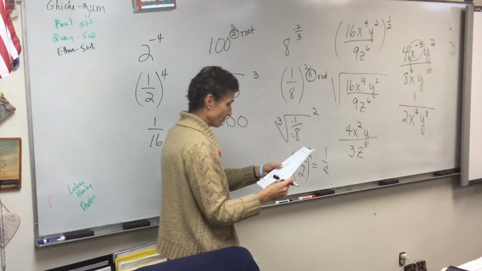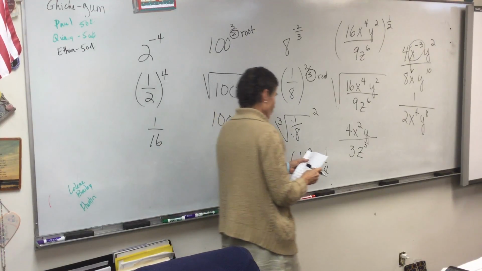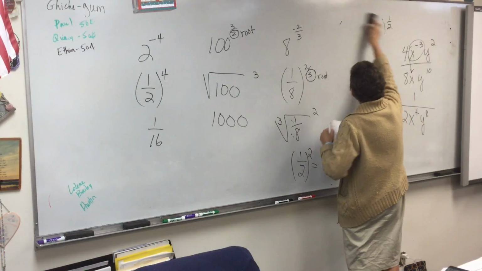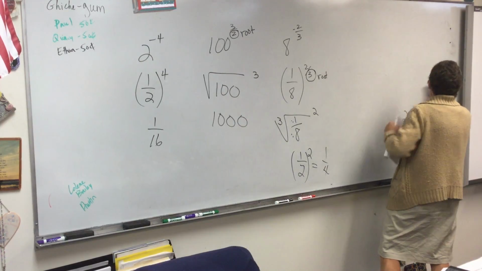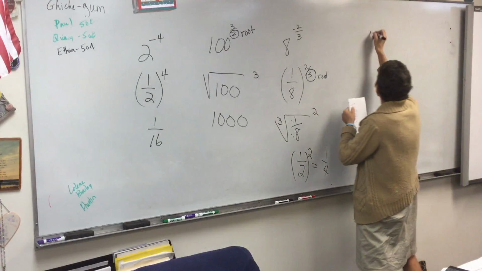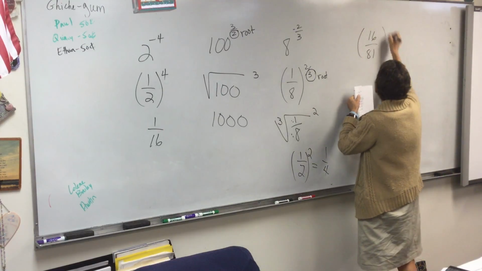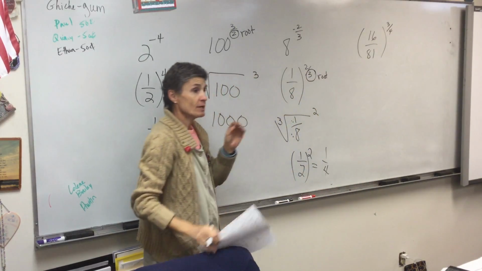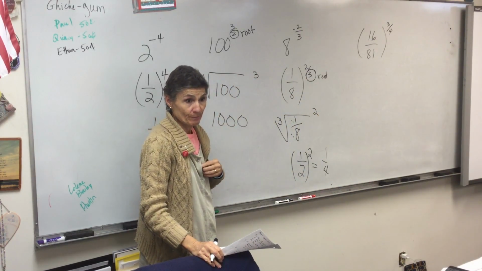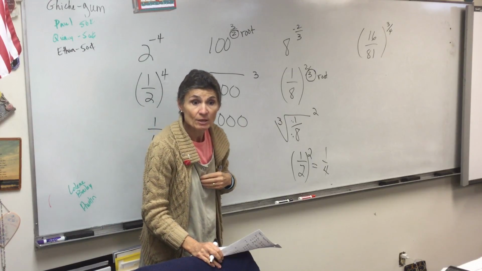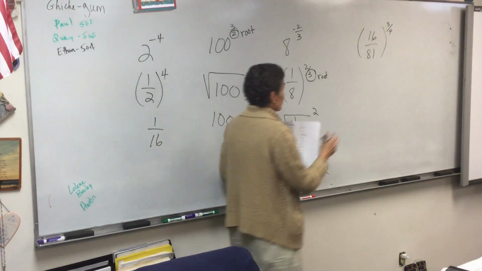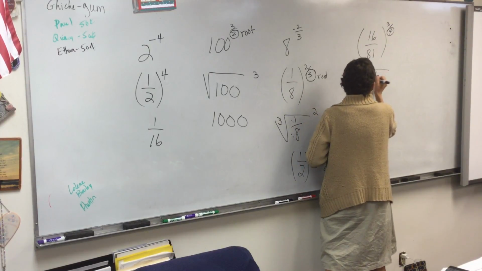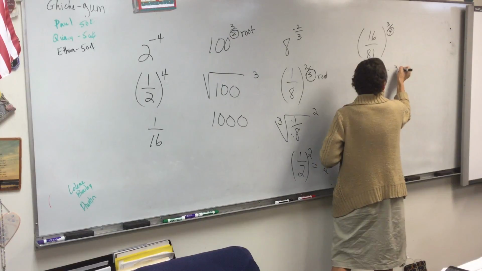Perfect. Beautiful. All right, next column, 14. Do I do any flipping on number 14? No, because I only flip if the exponent is negative. Now, the exponent isn't negative, but it is a fraction, which tells me I'm going to have a root. Which root am I going to have? The 4th root of 16/81, and then I'll cube that.